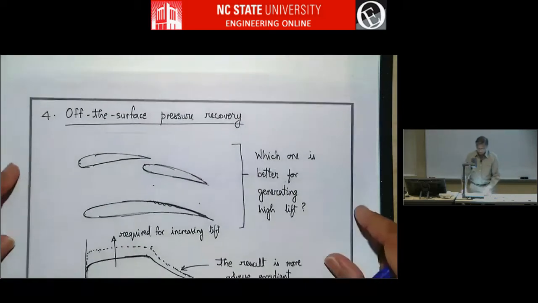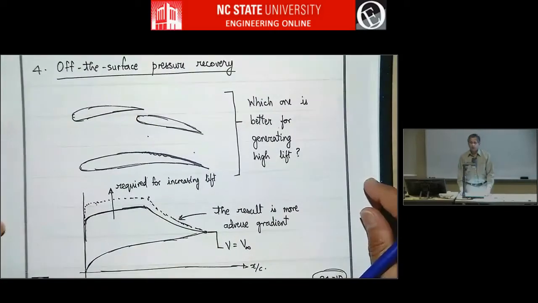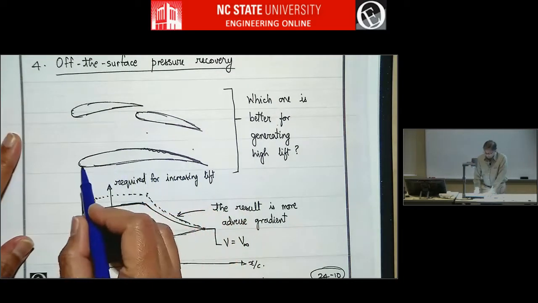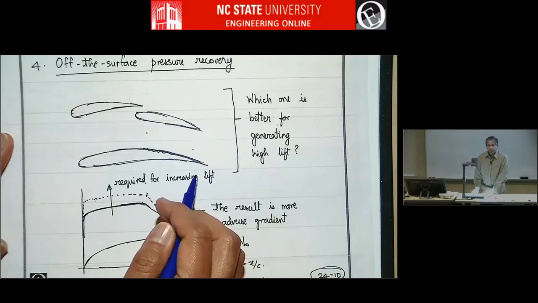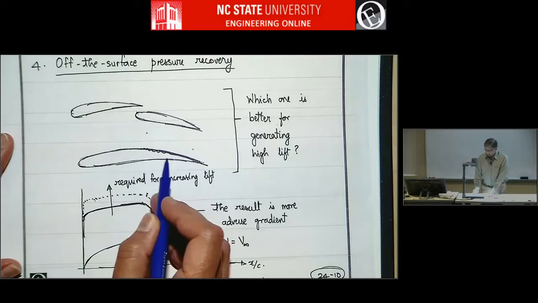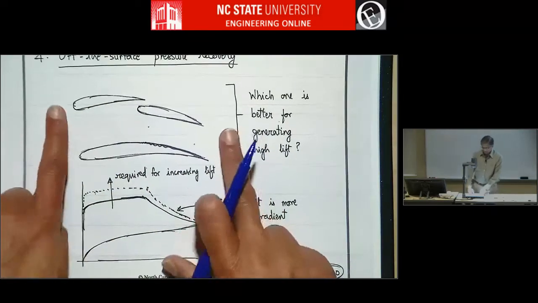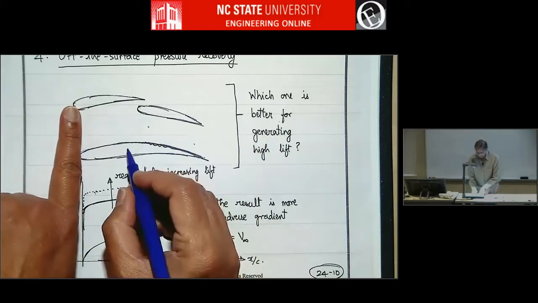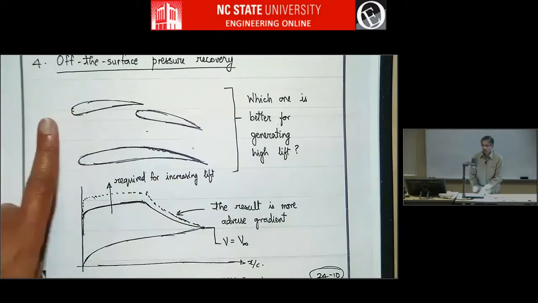Okay, the fourth effect is called off the surface pressure recovery. Amos Smith poses the question, suppose you have a big single element airfoil like this. If you want high lift, is it better to replace this single element with two elements like this of approximately the same total chord? In other words, is it better to split this up into two airfoils, and will it help?